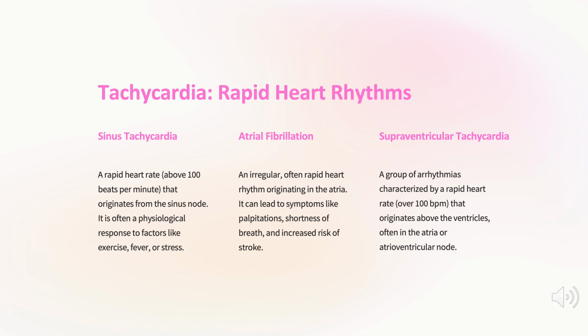Lastly, we have supraventricular tachycardia, a group of arrhythmias characterized by a rapid heart rate over 100 bpm, originating above the ventricles, often in the atria or atrioventricular node. Understanding these different types of tachycardia and their underlying mechanisms is crucial for accurate diagnosis and appropriate management. Let's explore further.